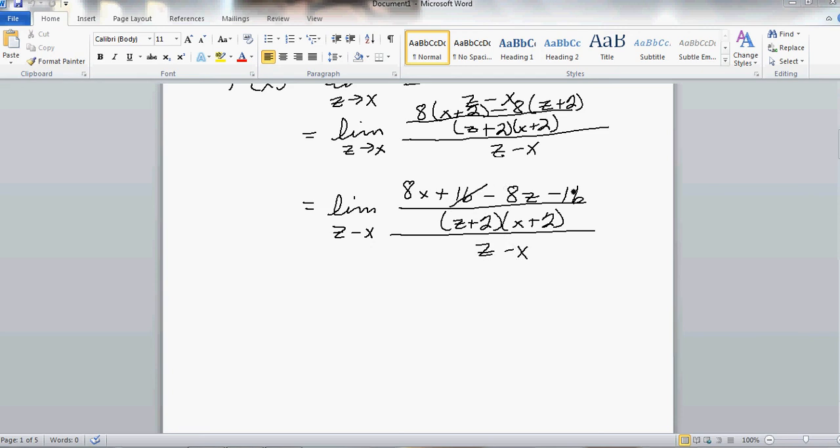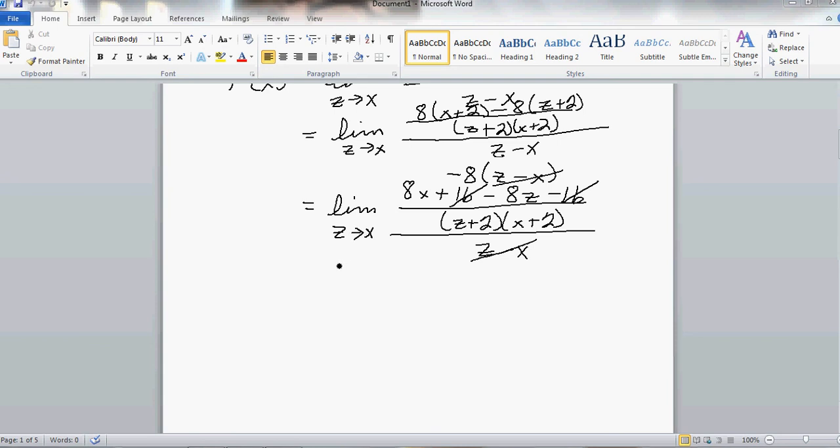Now if we notice, the 16 and the negative 16 will cancel each other out. And then, let's see what we can get from here. Oh, the 8x minus 8z. Let's pull out a negative 8 and see what we get. When we pull out a negative 8, we're left with z minus x. Now there was a reason why I pulled out negative 8 instead of a positive 8, so that I would get it to be z minus x, because look, this z minus x up here will cancel with this z minus x down there. And so then all we're left with is negative 8 over this, the limit as z approaches x of that.